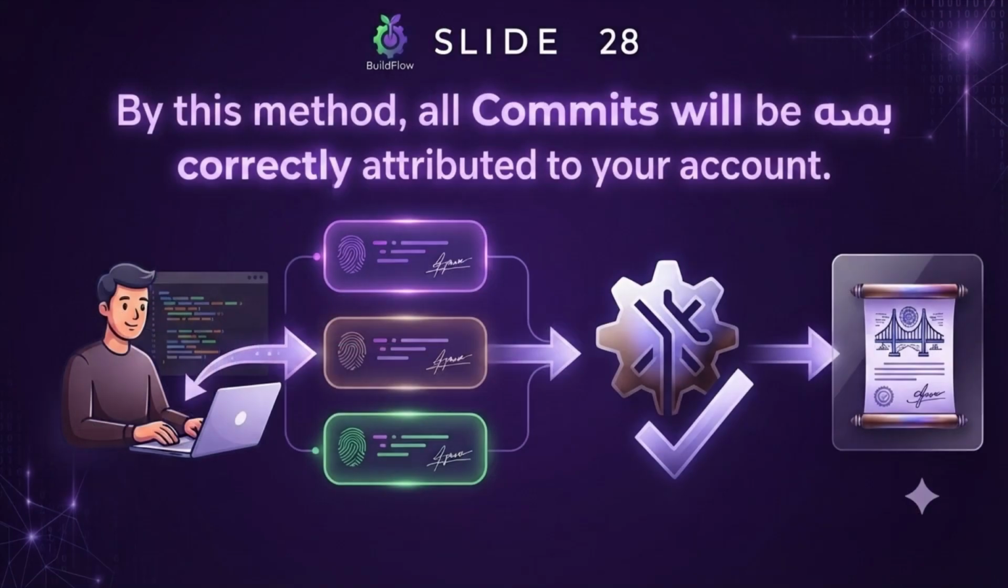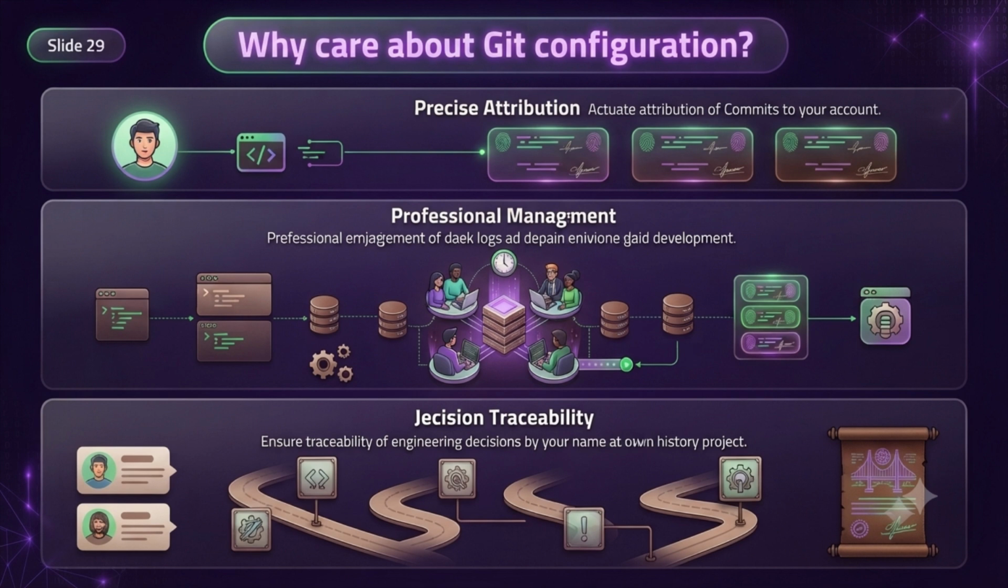If you use GitHub, it is better to use the email associated with your account or GitHub's private no-reply email address. If you do not want to expose your real email address in public repositories, this way all your commits will be correctly associated with your account.